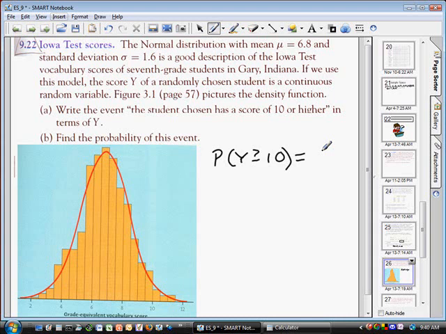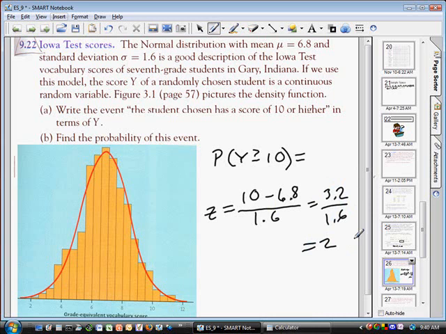So, score minus mean divided by standard deviation. And what is that going to give us? 3.2 over 1.6, which is exactly 2. Hey, we don't need the table this time.